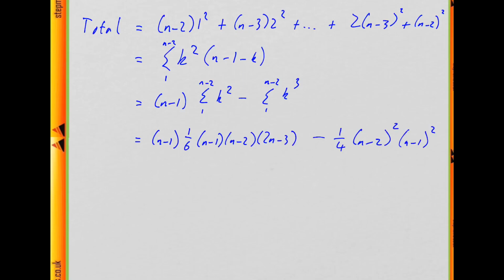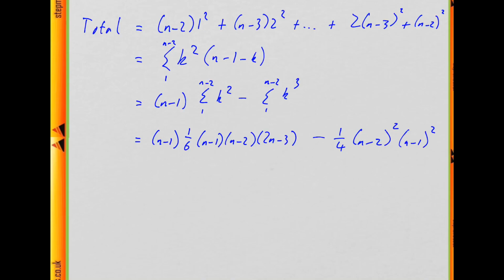So when we plug in k squared into our formula, we have (n minus 2) times (n minus 2 plus 1). Then we've got 2 times (n minus 2) plus 1, that gives us 2n minus 3, and then a sixth. I'll just put the n minus 1 in front still. And then for k cubed, it's a quarter times (n minus 2) squared times (n minus 2 plus 1) squared, which is (n minus 2) squared, (n minus 1) squared.